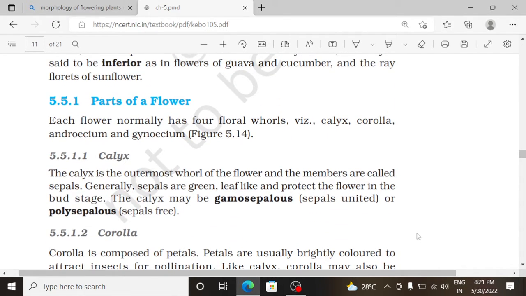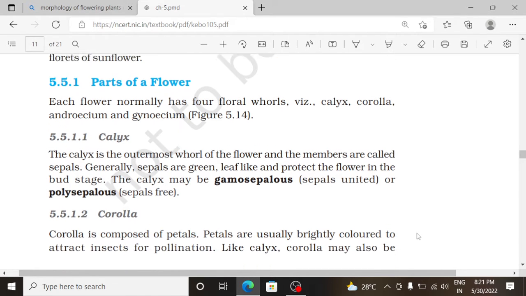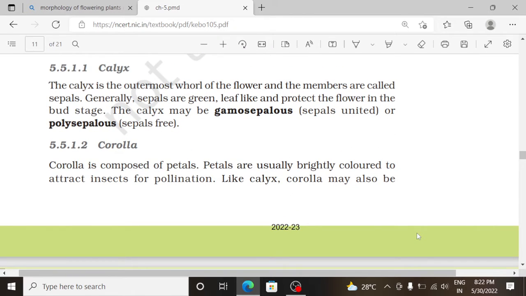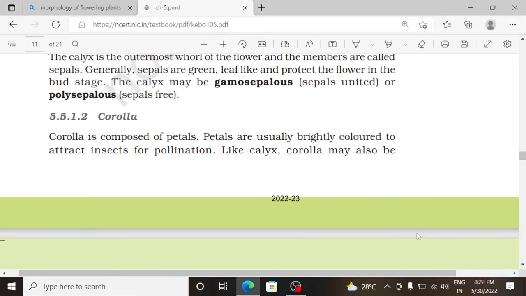Parts of a flower. Each flower normally has 4 floral whorls: calyx, corolla, androecium and gynoecium. Calyx. The calyx is the outermost whorl of the flower and the members are called sepals. Generally, sepals are green leaf-like structures and protect the flower in the bud stage. The calyx may be gamosepalous, sepals united, or polysepalous, sepals free.